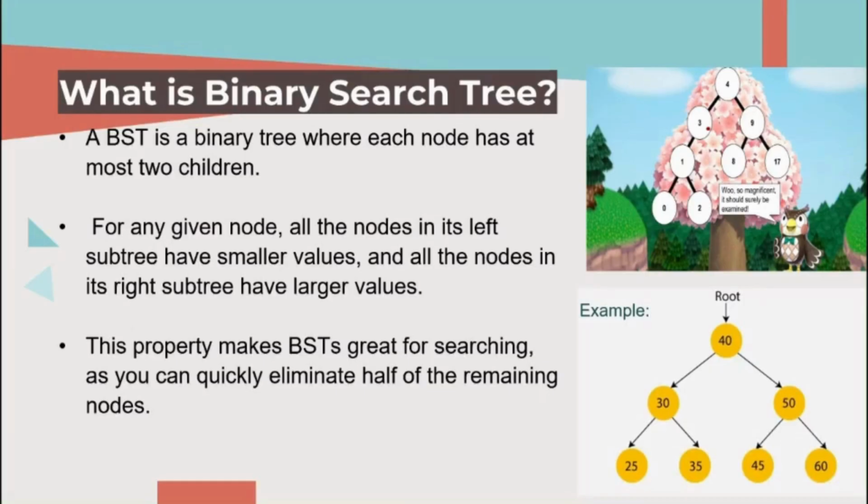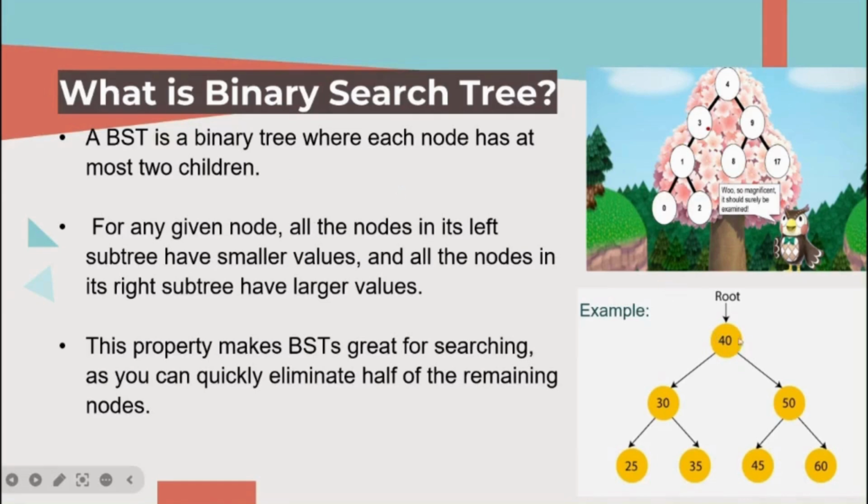What is binary search tree? A binary search tree has the property that every node has at most two children, and the right side of that node should hold the larger values. Due to this, we can decrease the time complexity, because to search for an element, we can eliminate half of the remaining nodes present in that binary tree.